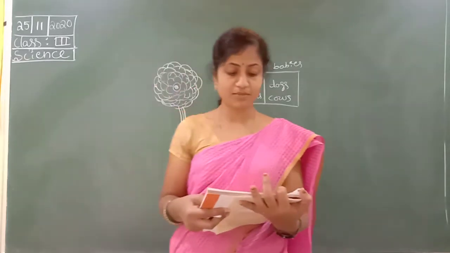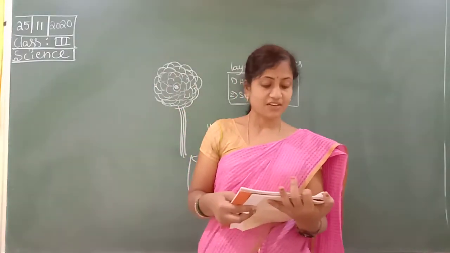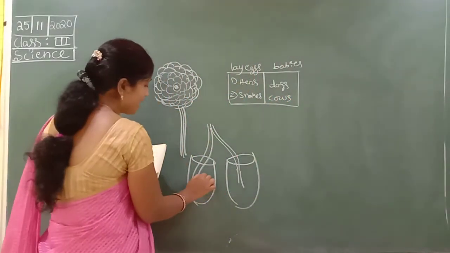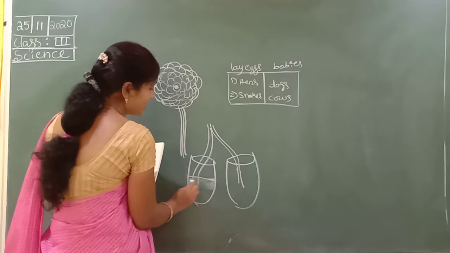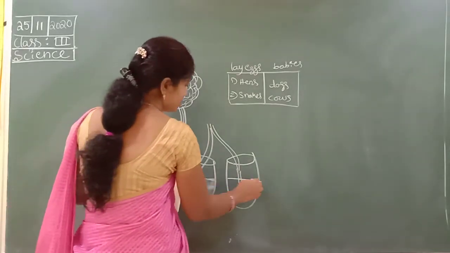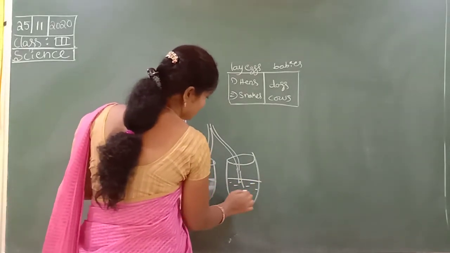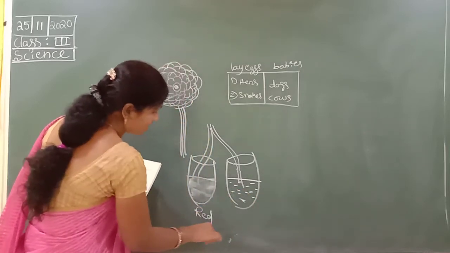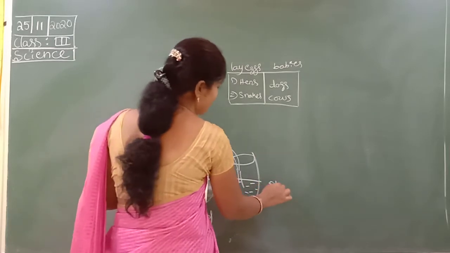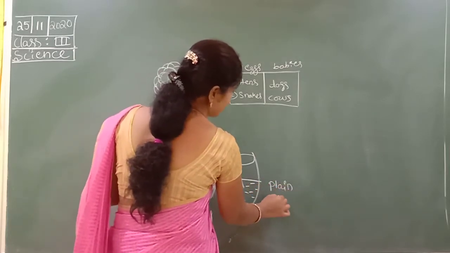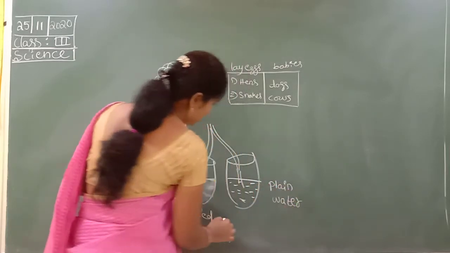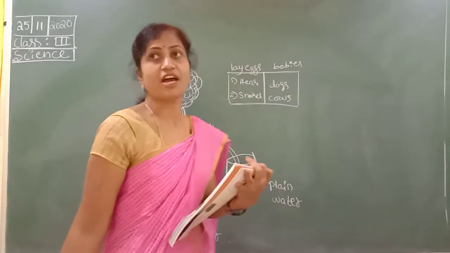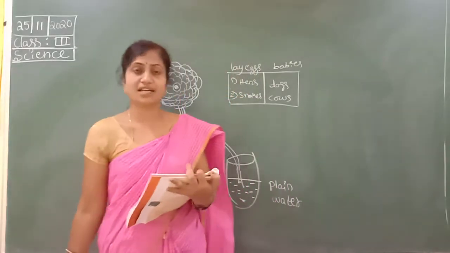Fill one tumbler with plain water and the other with water mixed with red ink. One is plain water, the other is mixed with red ink. Red ink you are adding, that is called the red water.